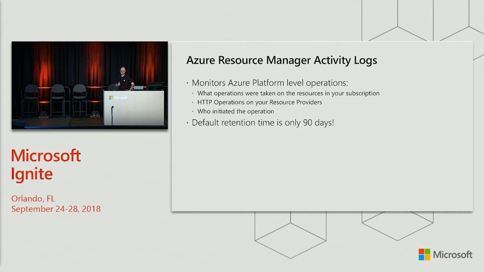The most important one is the Azure Resource Manager activity log, or audit log, or just ARM activity log. The idea is that it monitors the platform level. Remember, just after the hardware, we have the Azure platform, our subscriptions, our tenants, everything. It monitors this platform level activity: what operations were taken on which subscriptions, on which resources. Specifically, the information we get there is the actual Azure Resource Provider HTTP operation. I'm going to show you what that means a little bit later.